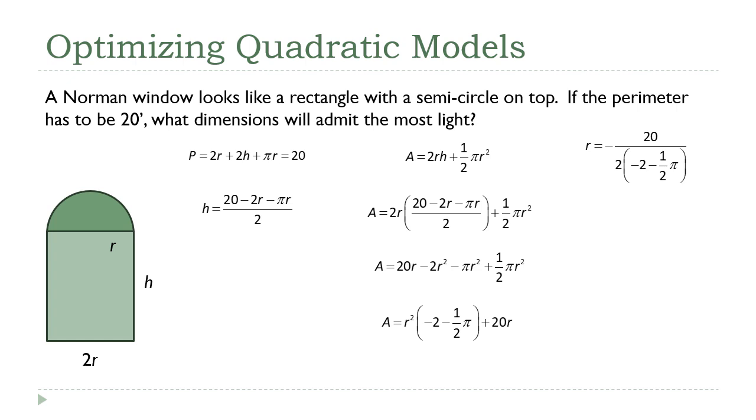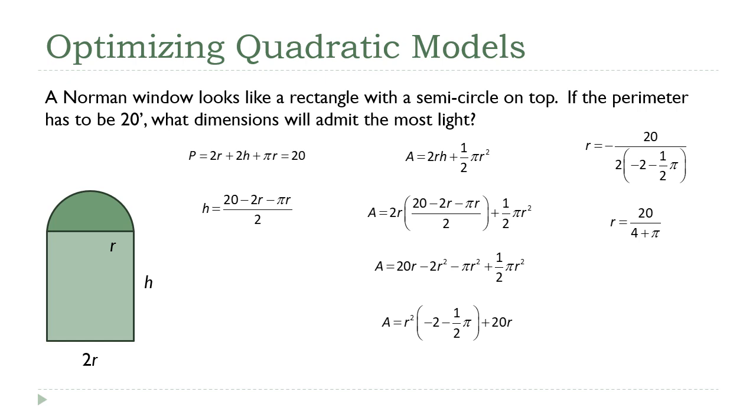So we're going to distribute the 2, and we're going to bring out the minus. Now I'm going to bring out the minus because it's going to cancel with that minus that's out in front. And we're left with r equals 20 over 4 plus pi. And that's our answer for r.